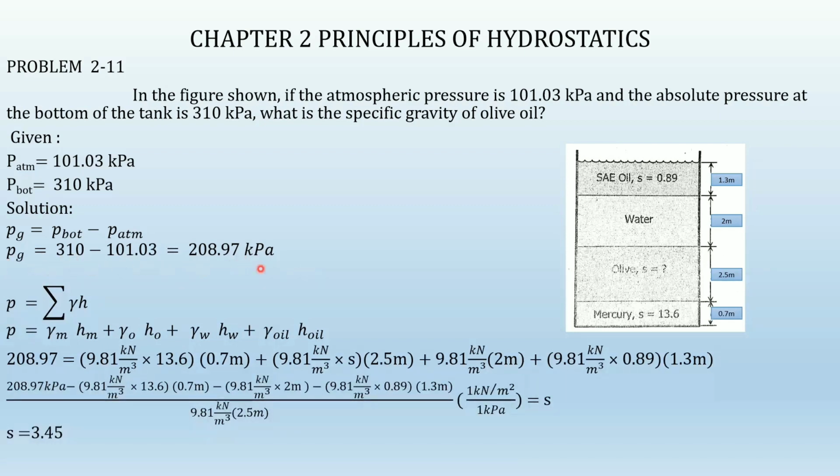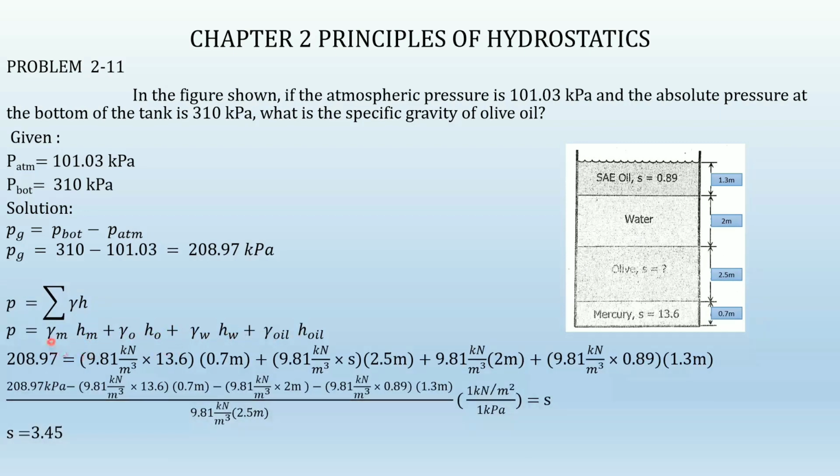And this gauge pressure we have here is equal to the summation of all the pressure produced by the liquids in the tank. And it is expressed with this. Pressure is equal to the summation of the product of specific weight and the height it occupies in the tank. So this is our equation for this problem since we have mercury, olive oil, water, and the standard automotive engineer's oil. So plugging in our values, we have 208.97 is equal to the product of the specific weight of mercury and the height it occupies, and it goes the same for all of the liquids.